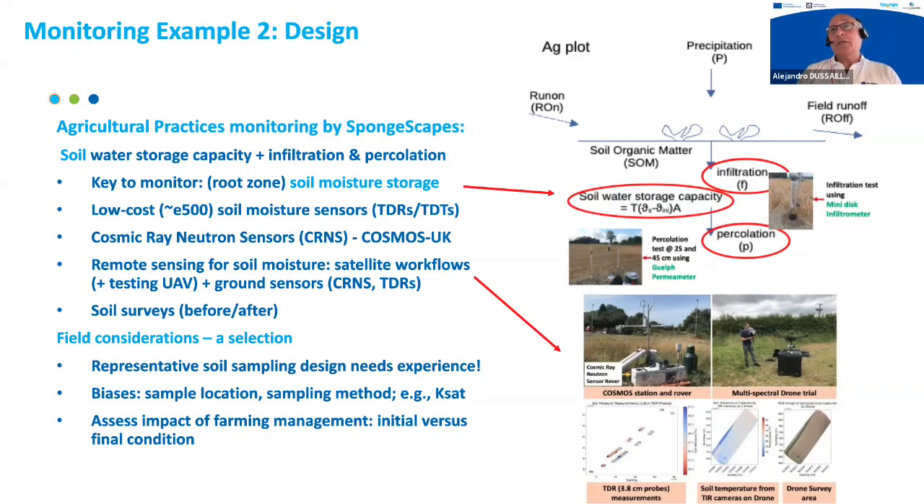Just to give you an example, infiltration and percolation can vary a lot, even if you move a few centimeters away from your sampling point. So how to combine point measurements to more areal estimates of infiltration and percolation is a big issue. I'm not going to go into the technical detail here, but I thought it was good to mention that. There are some pictures of what we're using: the COSMOS station, the multispectral and thermal imaging drones, the TDR field scouts, etc.